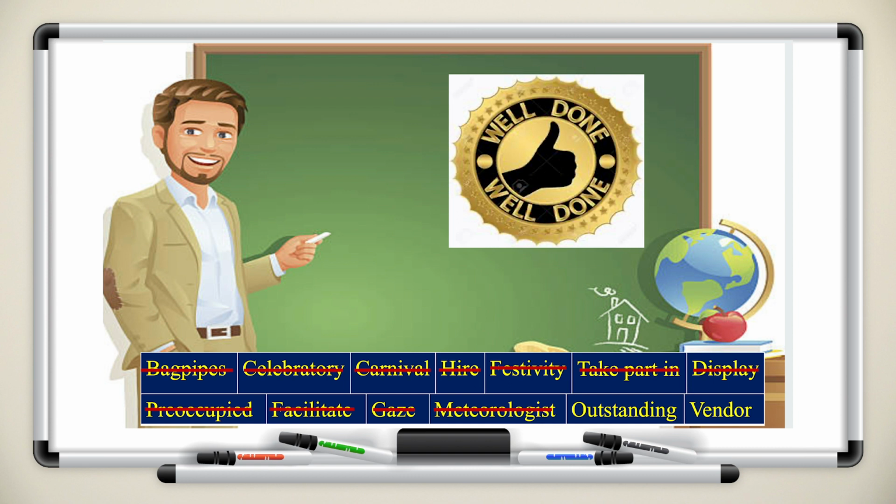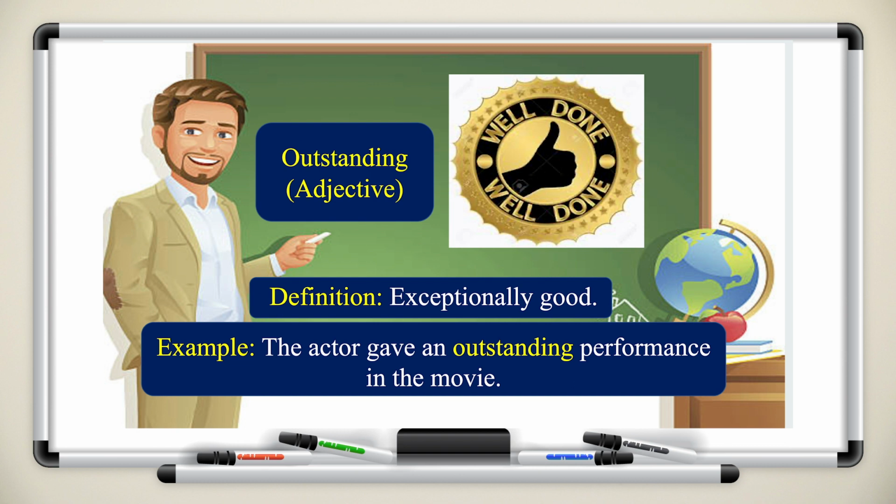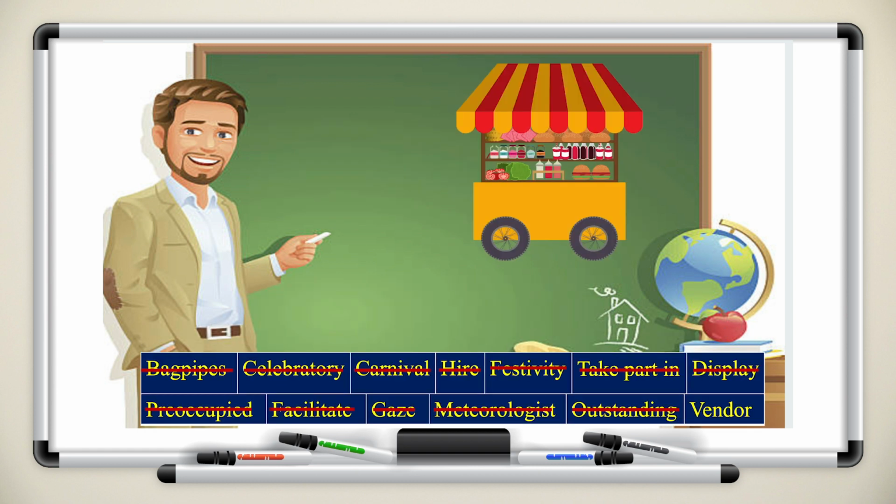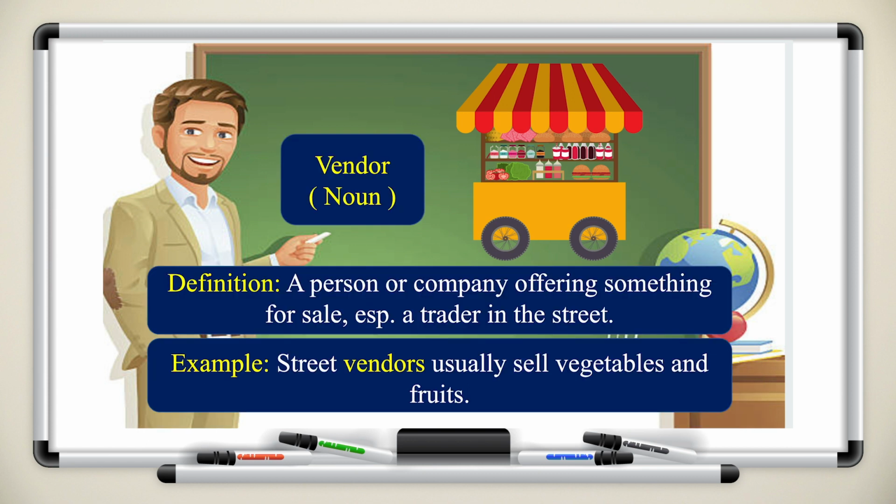This picture refers to the word outstanding. The definition is exceptionally good. Here's an example. The actor gave an outstanding performance in the movie. Our last word for this episode is vendor. The definition of this word is a person or company offering something for sale, especially a trader in the street. Here's an example. Street vendors usually sell vegetables and fruits.